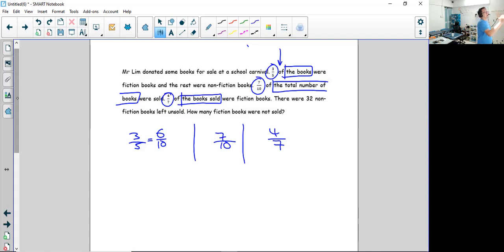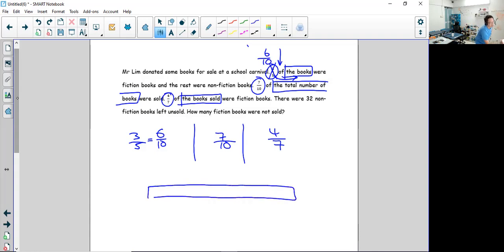Mr. Lim donated some books for sale, 3/5 of the books. So I don't look at 3/5 anymore. What has it become? It has become 6/10. So I draw out 6/10. I have a rectangle, which is all the books, and I cut it into 10 boxes. So 1, 2, 3, 4, 5, 6, 7, 8, 9, 10. And 6 boxes were fiction.